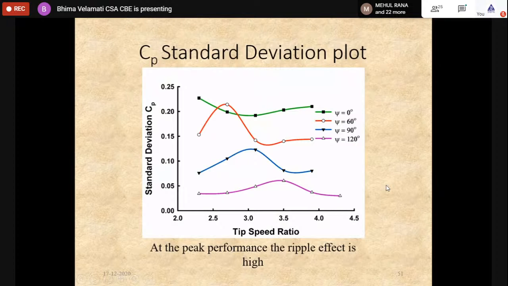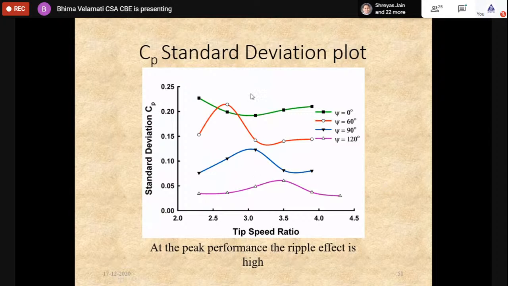Then what we try to look at is the ripple effect. We averaged everything and took the standard deviation of CP, which will represent the ripple. So the standard deviation for CP for 120 is very small.